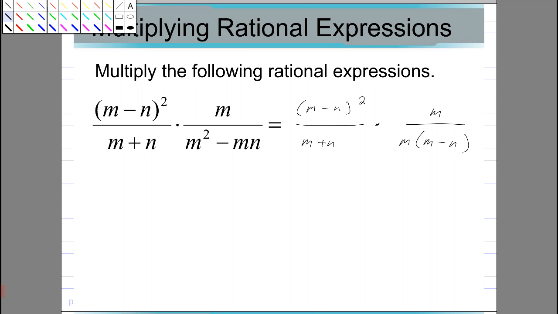Now, I guess one thing I could do is I could write this as m minus n, m minus n, because it is squared. That's what that means. Now, if we try to cancel some things, we have an m minus n, m minus n. That leaves us with m minus n, and we have an m in the numerator as well, and we have an m plus n. Now, I probably should have noticed this earlier, but the m's cancel out there, which leaves me with m minus n over m plus n.